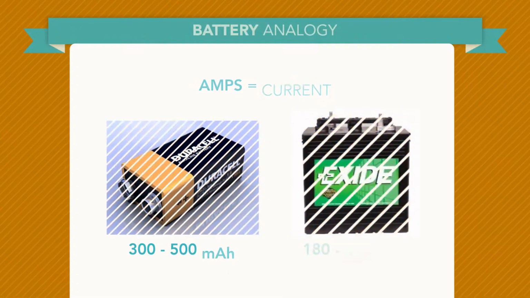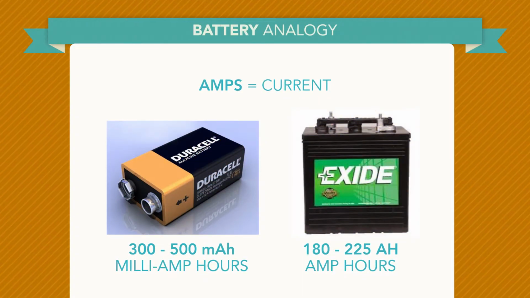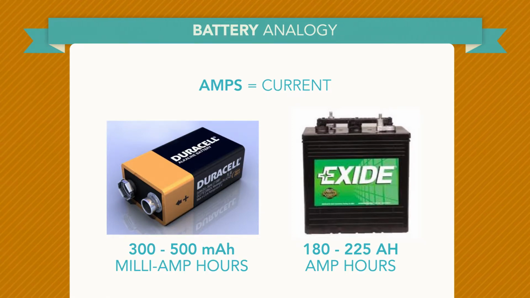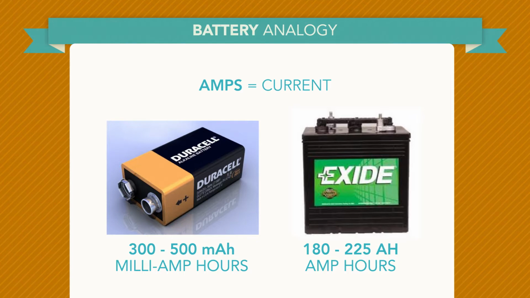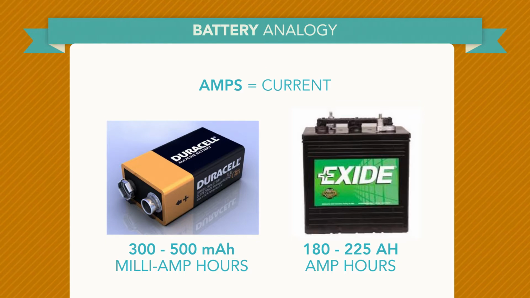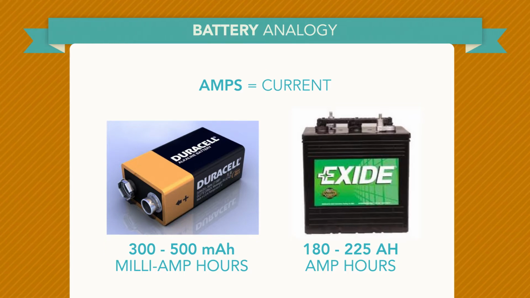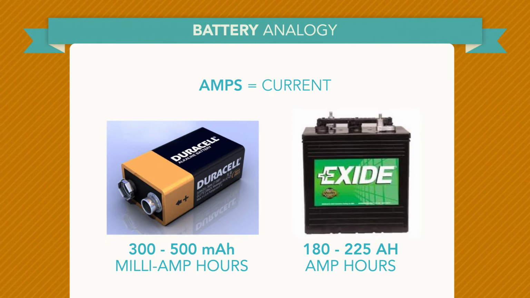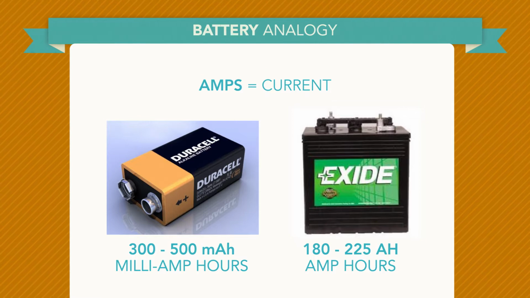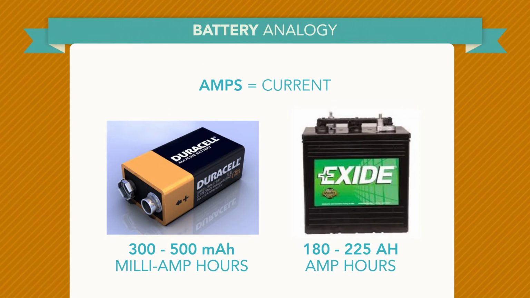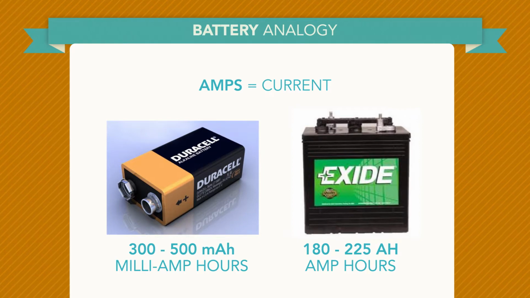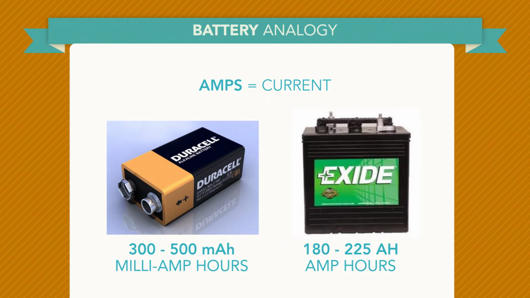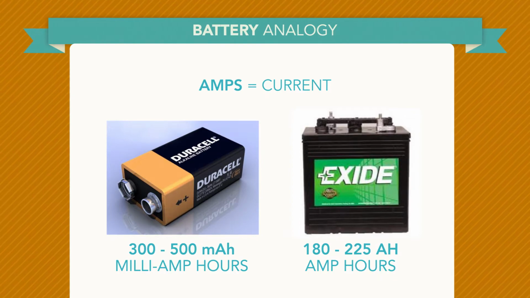Amperage capacity in a small battery like a 9-volt is measured in milliamp hours, represented as mAh. This means the battery could power a half-amp load for 1 hour. Data I have seen shows the best alkaline 9 volts being between 0.3 and 0.5 amp hours, or 300 to 500 milliamp hours, while a golf cart battery can store 180 to 225 ampere hours, represented as AH, which means it could power a half-amp load for 360 to 450 hours.